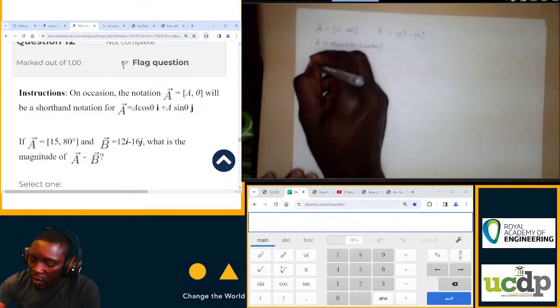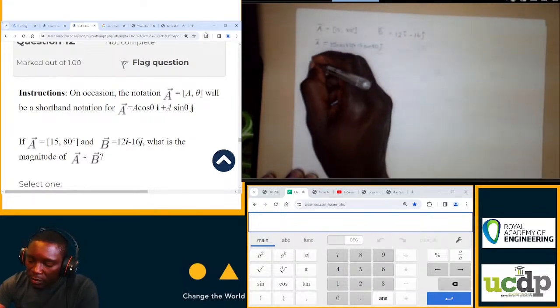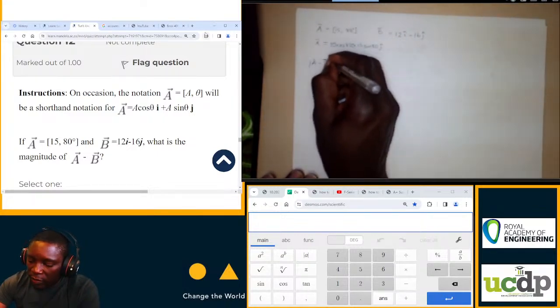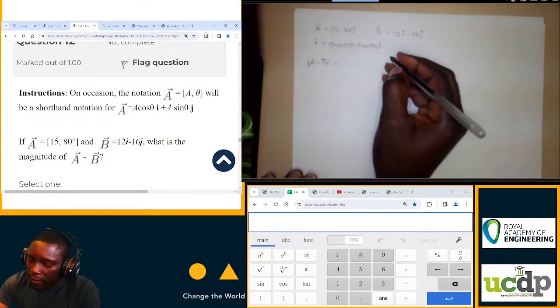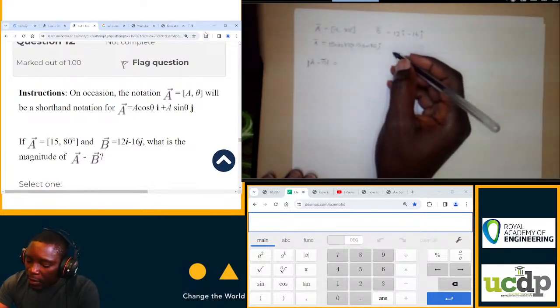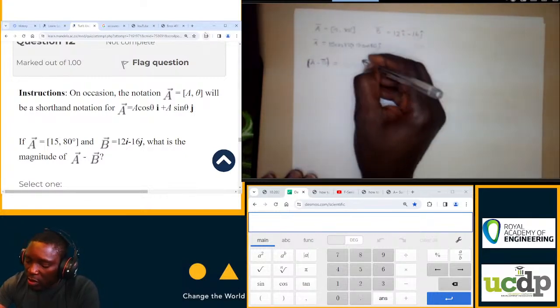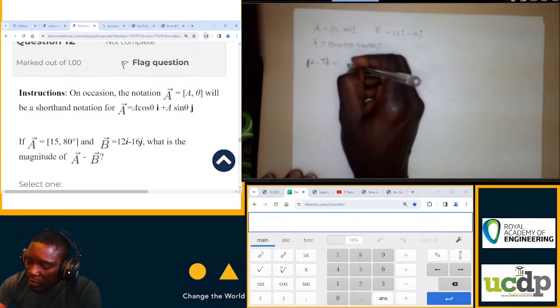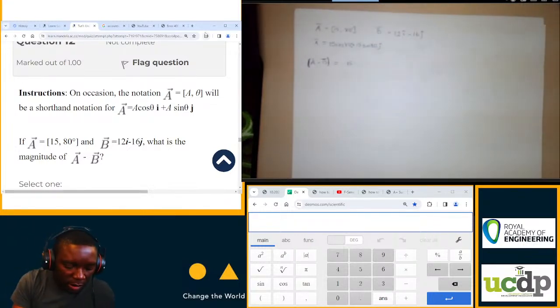And therefore, the magnitude of A minus B, you can write it like that, is equal to, or let's find A minus B first, before we go to the magnitude. So that A minus B will be 15 cos 80. Let me enumerate that.